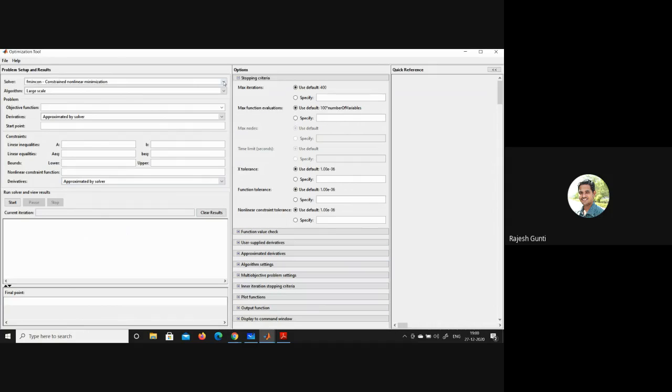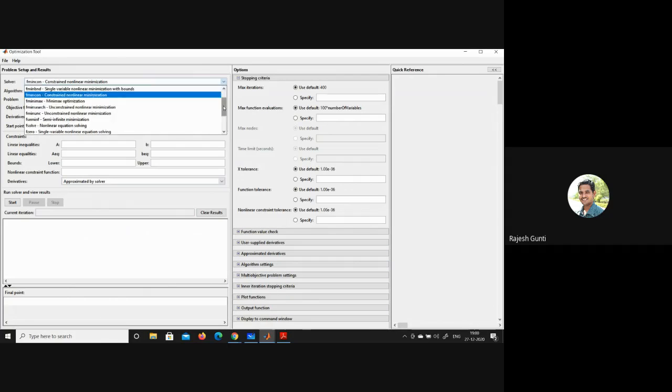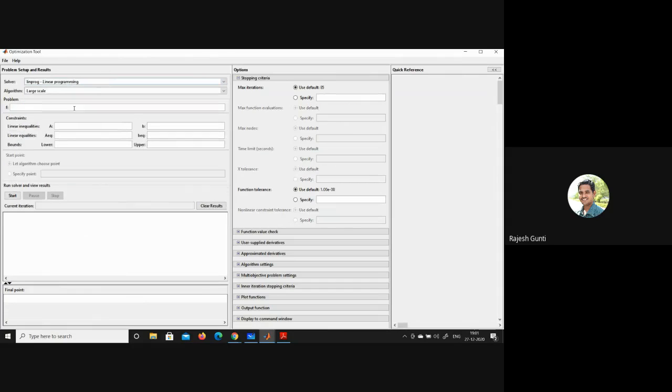Here there are so many things. I will tell you about this one also. Yesterday we solved non-linear equations, a single non-linear equation. All are present here in this toolbox. This is the 2007 version. If you take the latest version, so many things are available. So linprog, I'm taking linear programming problem, the medium scale simplex method. So we enter a matrix F.